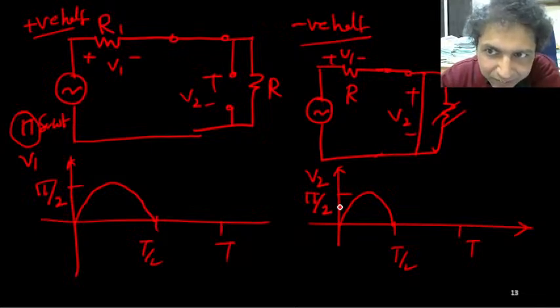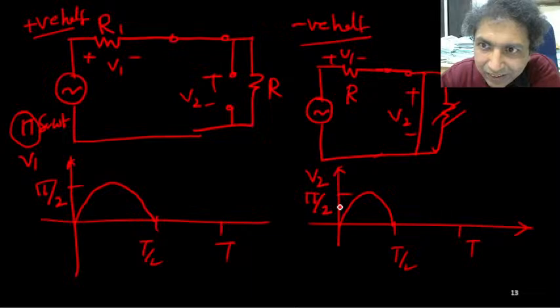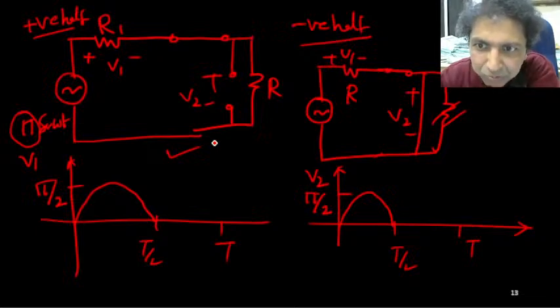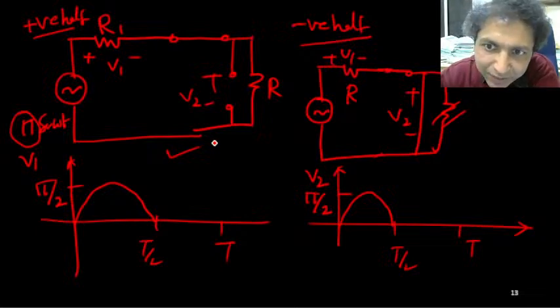In the first half, D3 is off, that's how this circuit is working. There is a potential divider circuit, R1 R2, here both are the same, so equally divided. So the total amplitude was pi, so each one will get pi by 2.